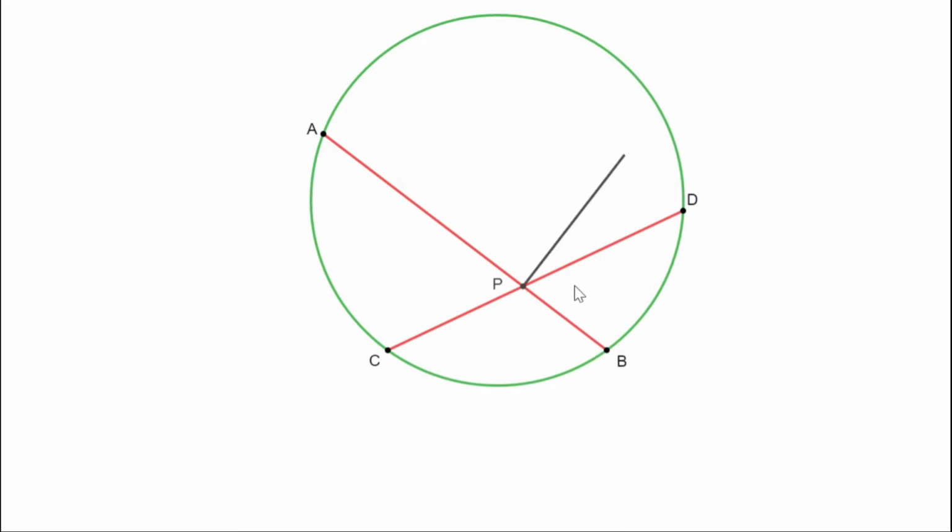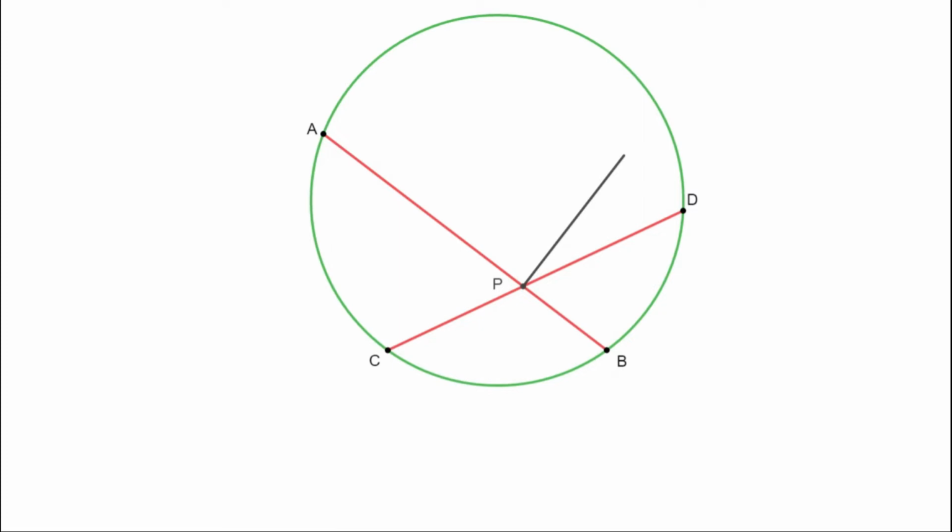Let us draw a circle and two chords like this. The chords intersect at P. We know PA into PB equal to PC into PD, or product of these two parts equal to product of these two parts. Now let me make a rectangle using these two parts. For that, let me take PA as one side and draw a perpendicular from P like this.